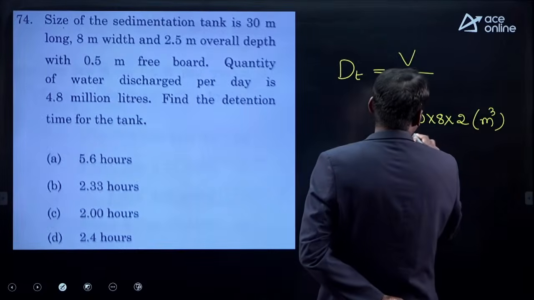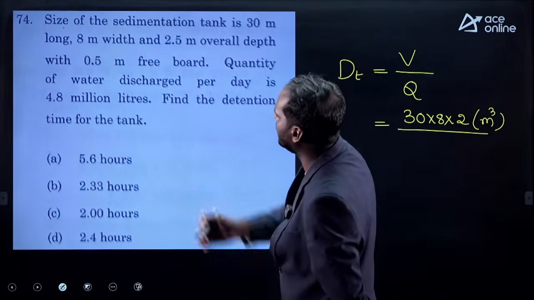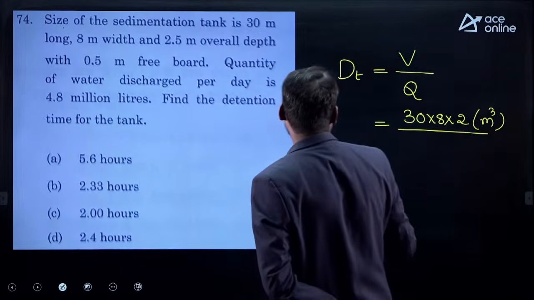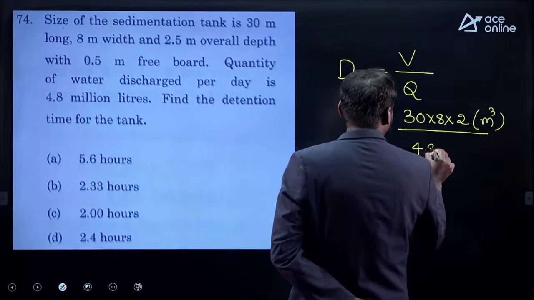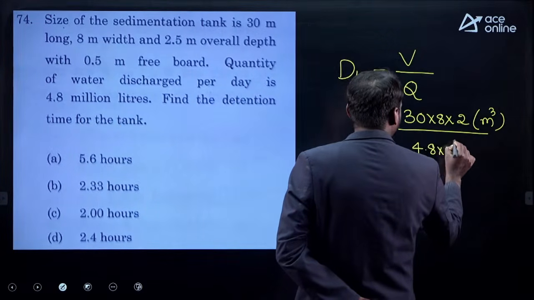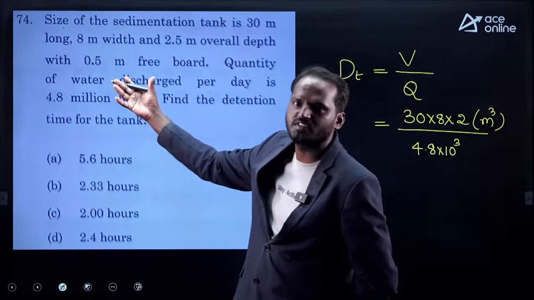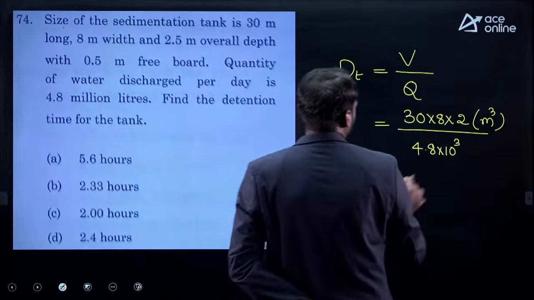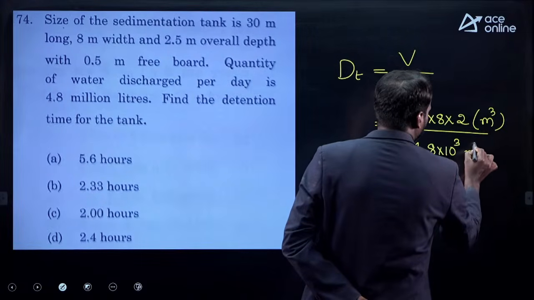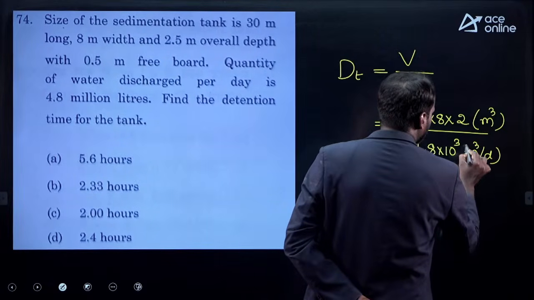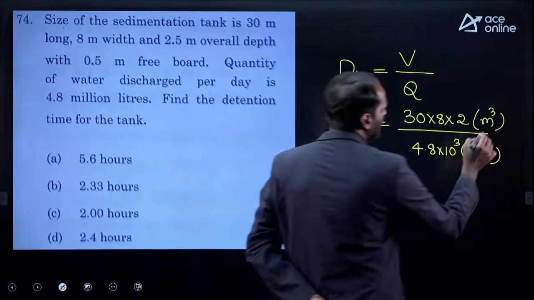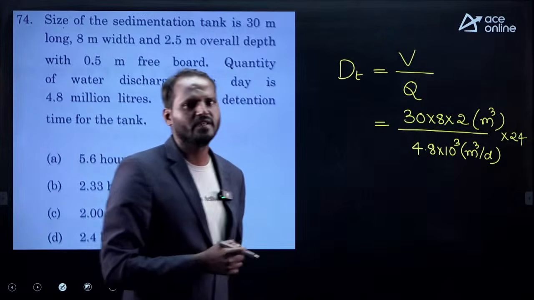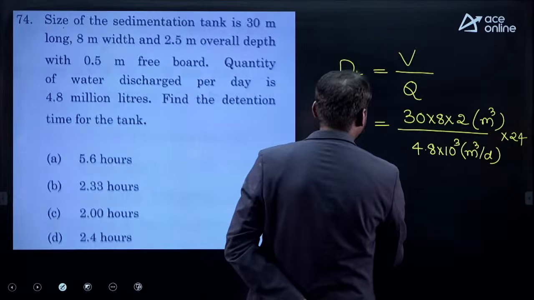This is in meter cube divided by discharge. How many liters of water per day it is treating? 4.8 million liter means 4.8 into 10 cube meter cube, right? Million means 10 to the power of 6 into 10 to the power minus 3 will give you meter cube per day it is, right? This is meter cube per day. You will get the detention time in days. If you multiply this value of days with 24 hours, you will get the answer in number of hours, that is the detention time.